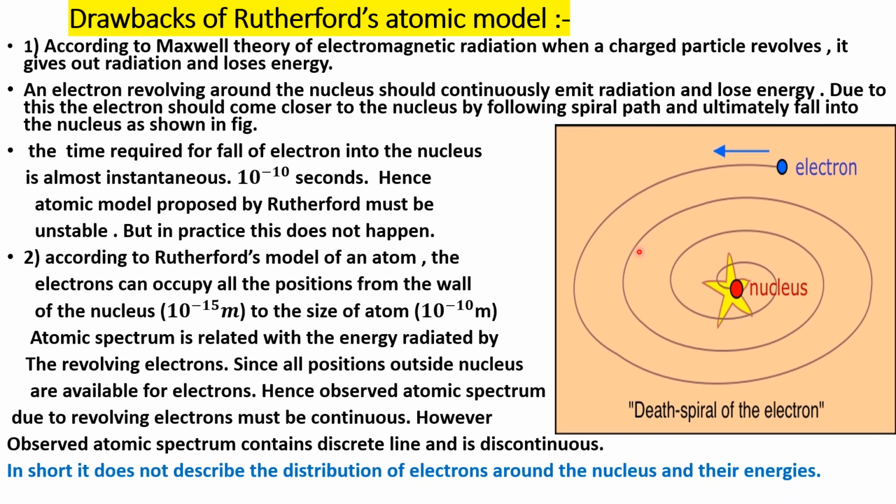In short, it does not describe the distribution of electrons around the nucleus and their energies. Okay, those are the two main drawbacks in Rutherford's model. These two drawbacks are removed by the next models of the scientists who developed them. How the drawbacks were removed will be made clear in the next lecture with new concepts.